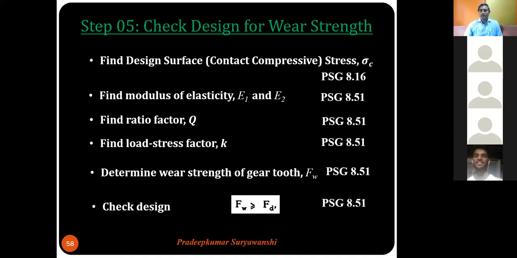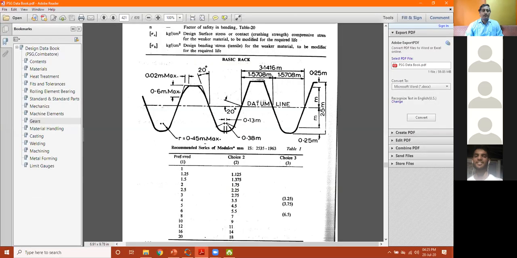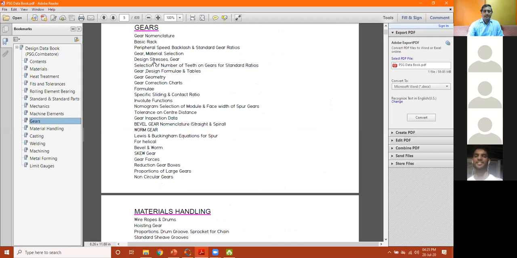The very important step when we are going to check for wear strength is to find the sigma c value, the design surface stress or contact compressive stress for the materials which we have selected. So we will go to page number 8.16. I expect all of you to open that page.